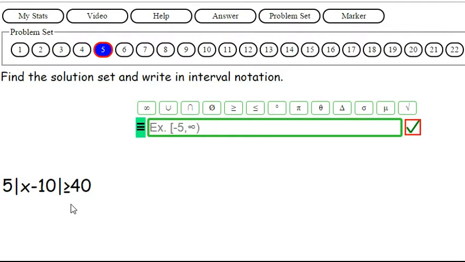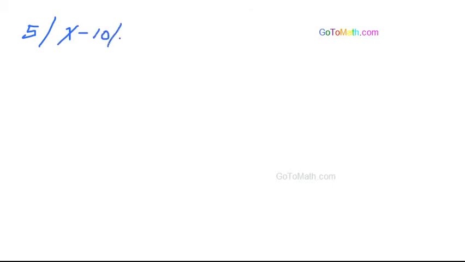And let's write this guy down. We got 5 times the absolute value of x minus 10 is greater than or equal to 40. Right. So if you've been working right down the list, you ought to be getting this stuff down pretty much. 5 times the absolute value of x minus 10 is greater than or equal to 40.